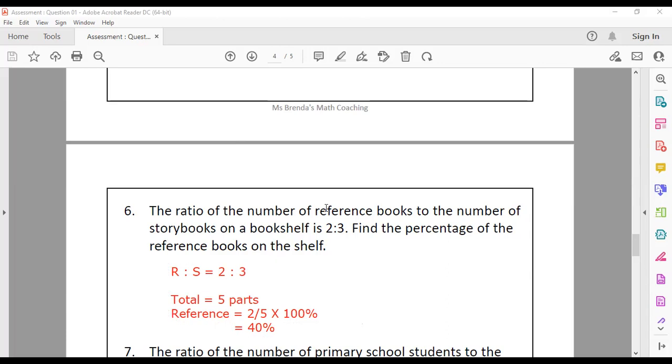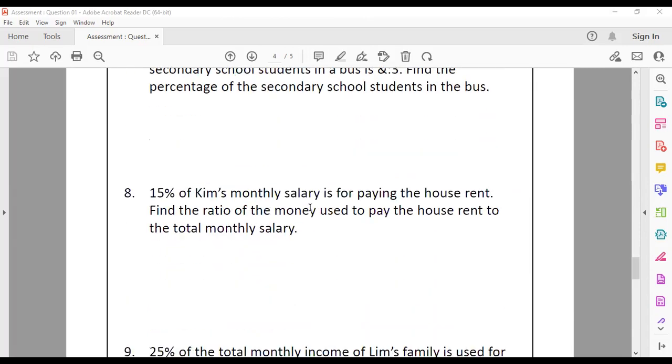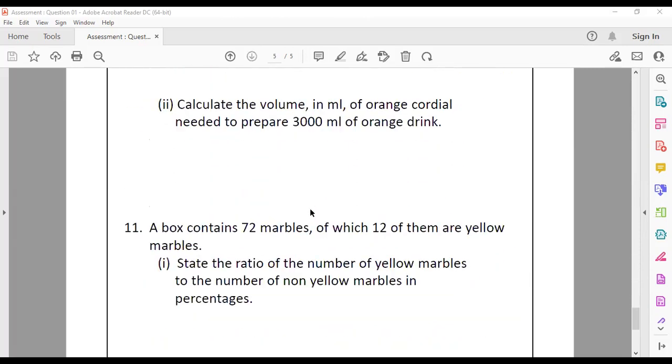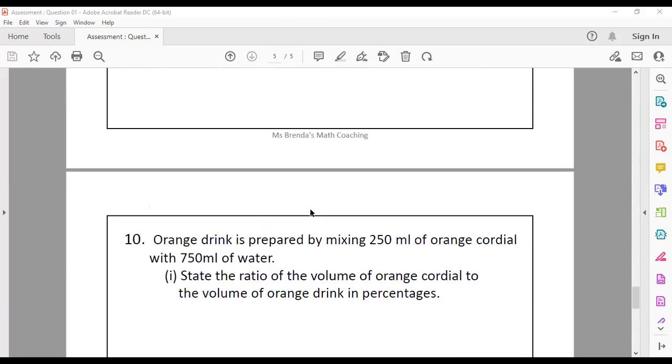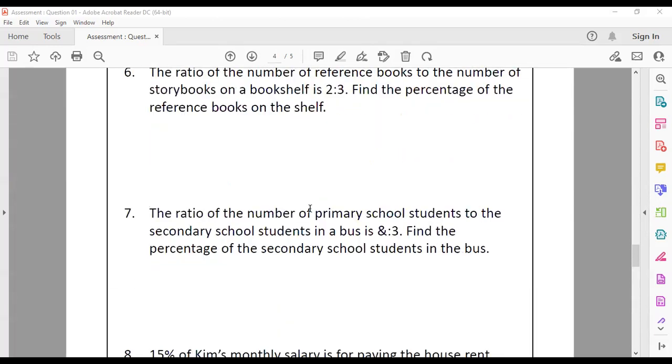Okay, so I'm going to go on to the next question. Clear this. Number 7, 8, 9. How many we have? 10, 11. I think 10, 11 won't have time. Okay, it's already 8:03. So let's go to 7.